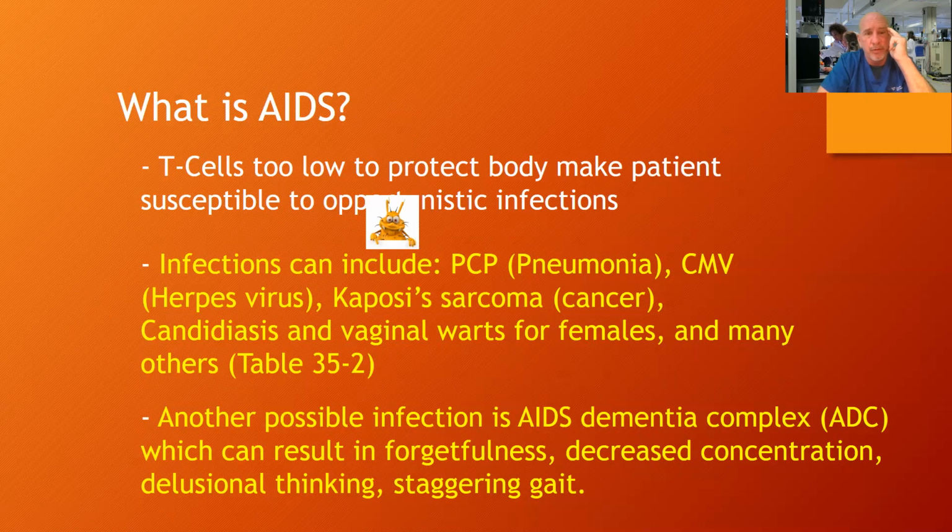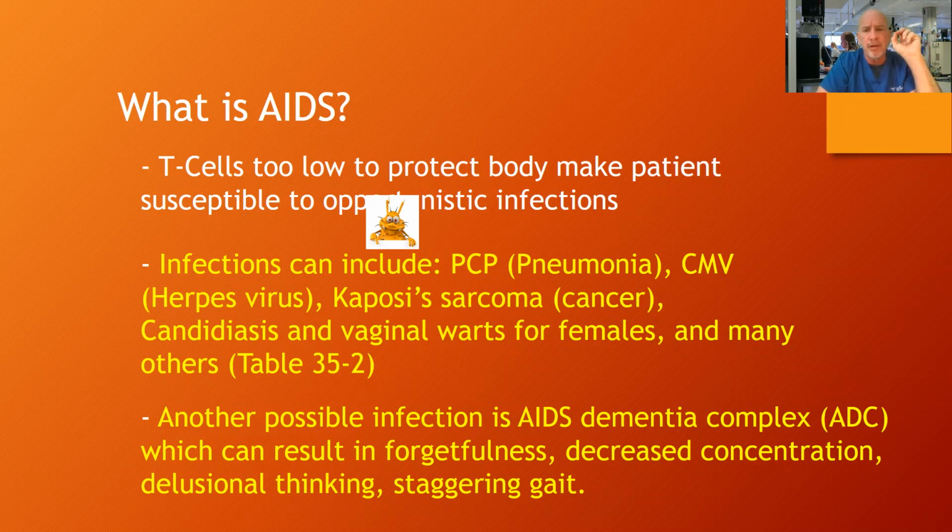CMV, a herpes virus, is also a very common infection. For females, the yeast infection and vaginal warts are very common. That is good to know in the sense that if a female comes in developing vaginal warts or repeated yeast infections, it might be a good idea to have her tested for HIV. Because in the normal body, you shouldn't have frequent bouts with that. Your normal body's fauna should be able to fight that off. So that could be a clue that maybe she needs to be tested.